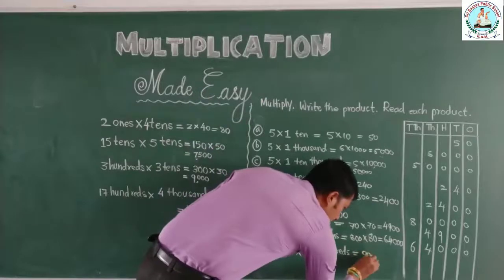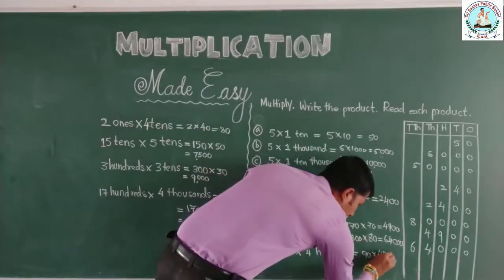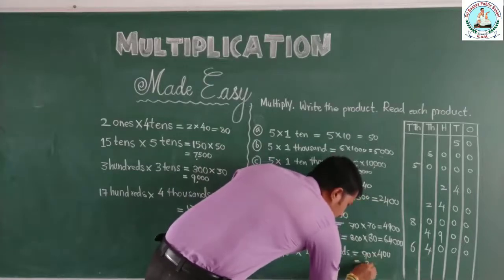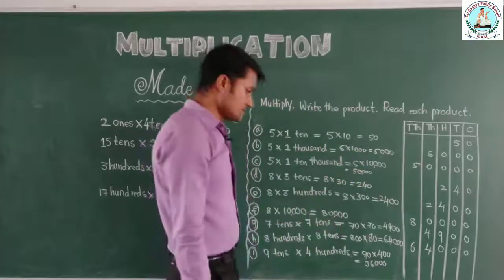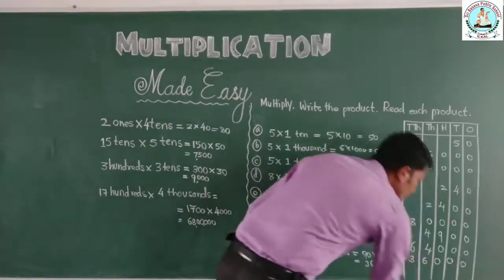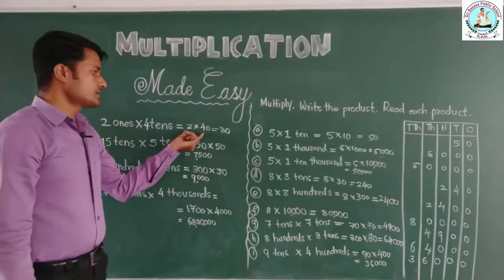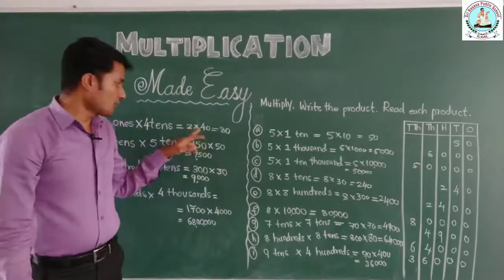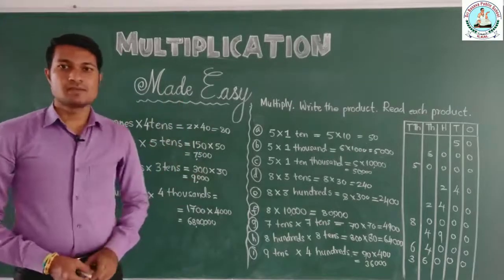And last one, 9 tens times 400s. So 9 tens means 90, and 400s means it is 400. So 9 fours are 36, and how many zeros do you need to write in the product? 3 zeros. So it is 36,000. So in this way we can multiply any two numbers if one of the factors is having 0 in it, by using the multiplication made easy method.